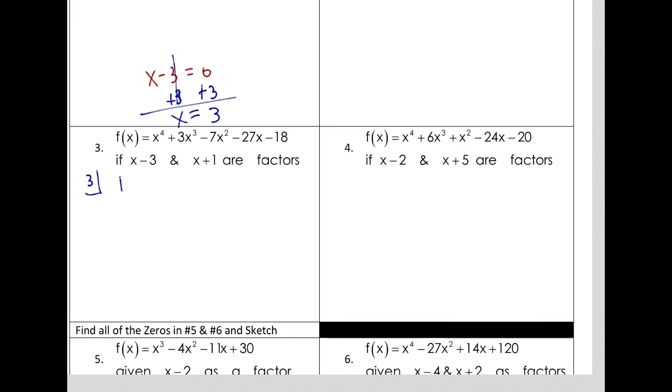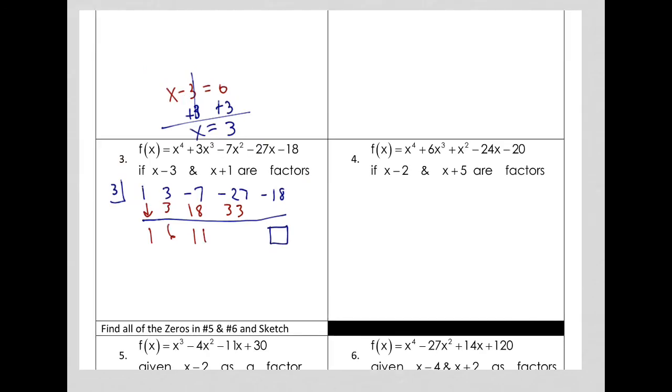So we have a 1, 3, negative 7, negative 27, negative 18. Draw our line there. Put our box for a remainder. Then we automatically drop the 1. 3 times 1 is 3. 3 plus 3 is 6. 3 times 6 is 18. Negative 7 plus 18 is 11. 11 times 3 is 33.